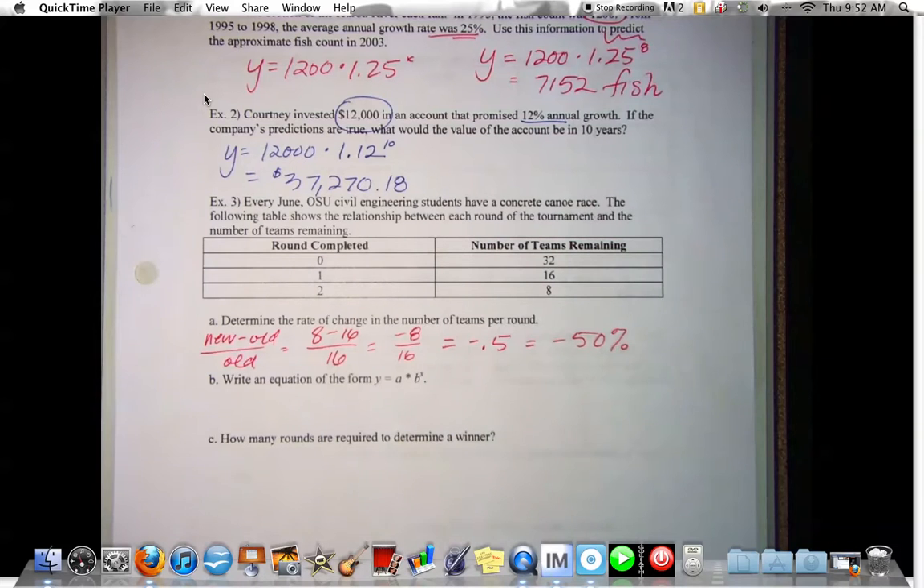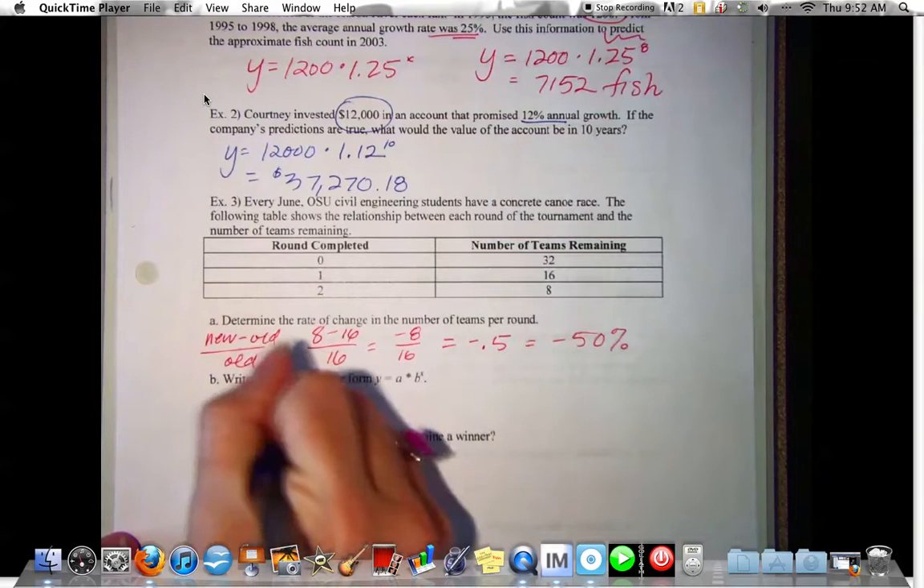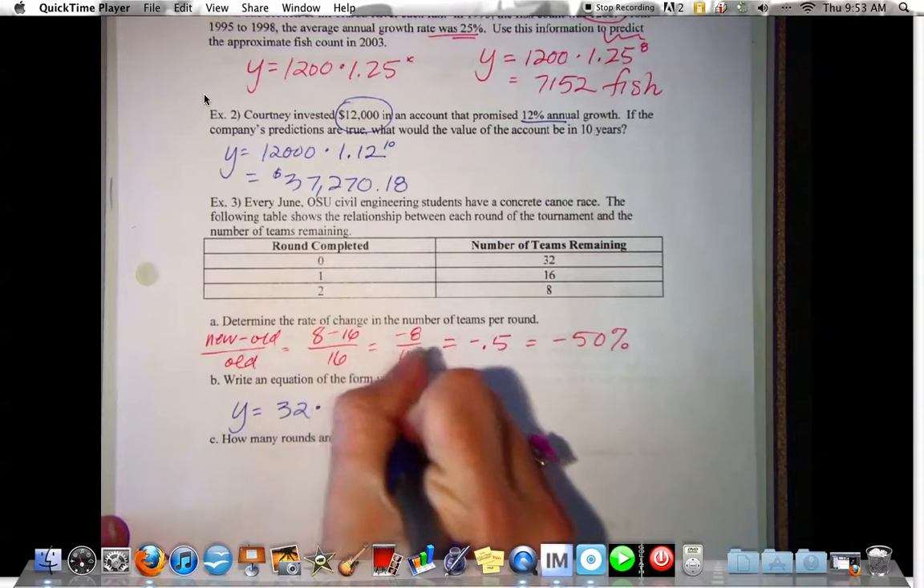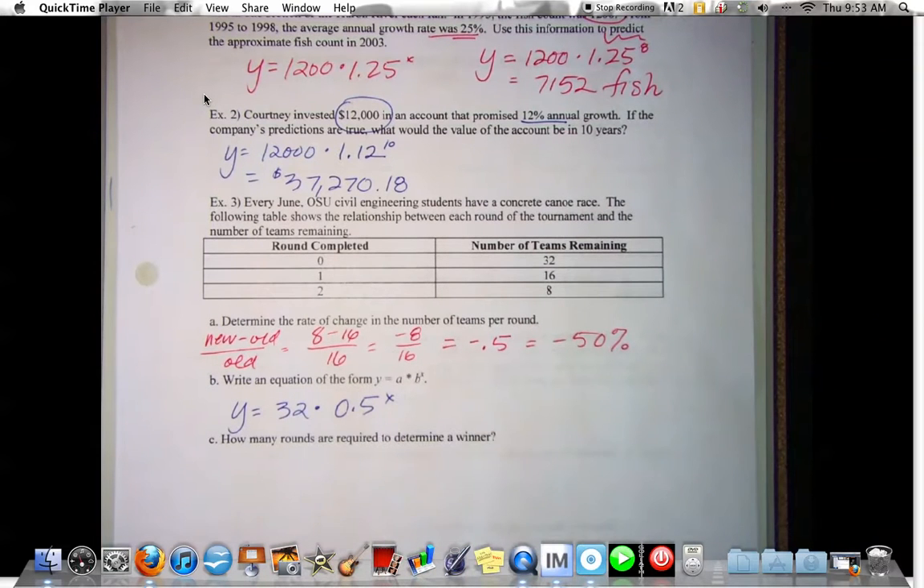Write an equation of the form y equals a times b to the x. So y equals 32 times, negative 1.5? No, it's 0.5. We're adding 1 to negative 0.5. So it will be 0.5 to the x. Very good.